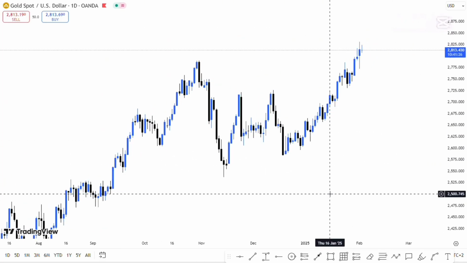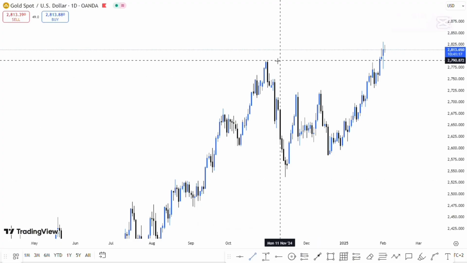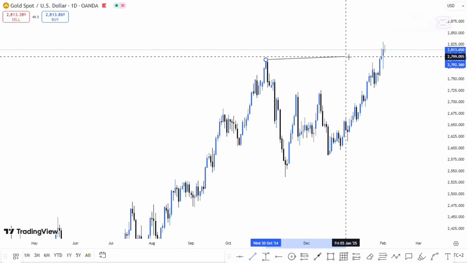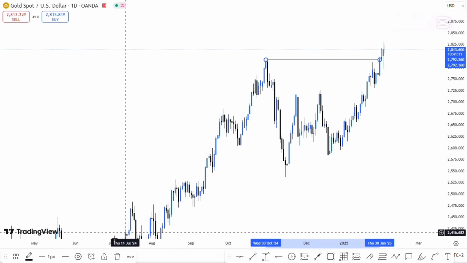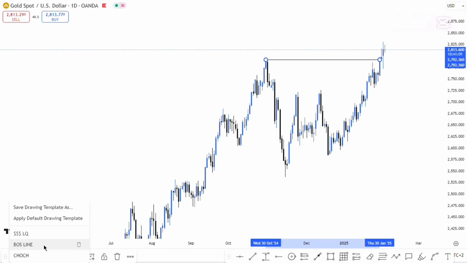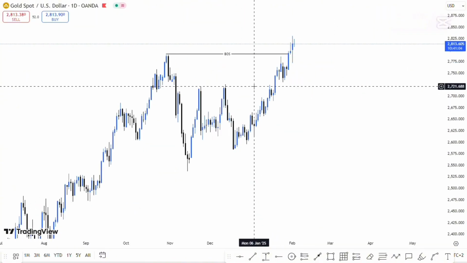We can see that from the daily time frame we are bullish, and the price is breaking structures to the upside, telling us that bullish momentum was there. So now we have our break of structure, which was the last break of structure, which is a major break of structure.